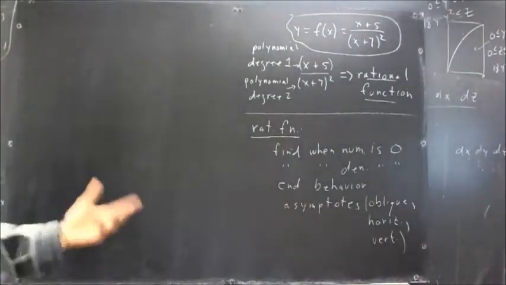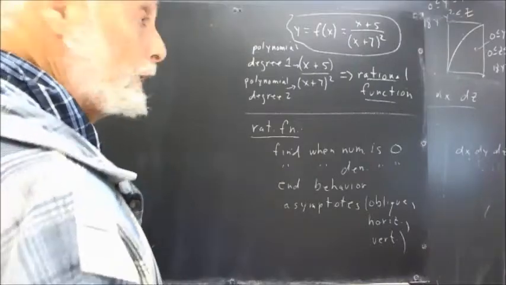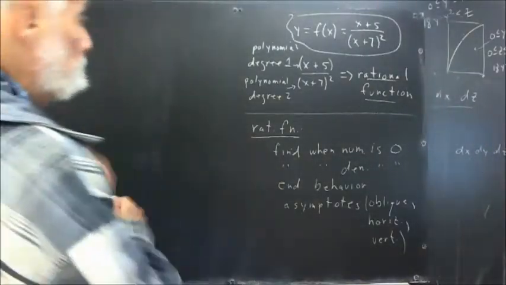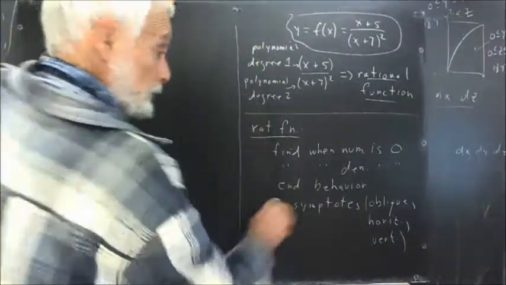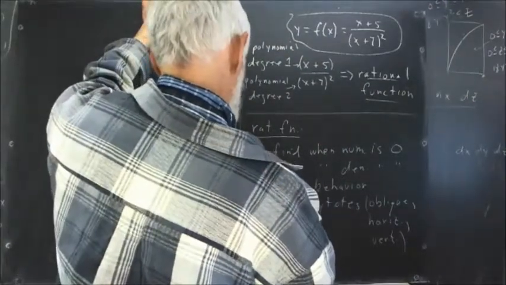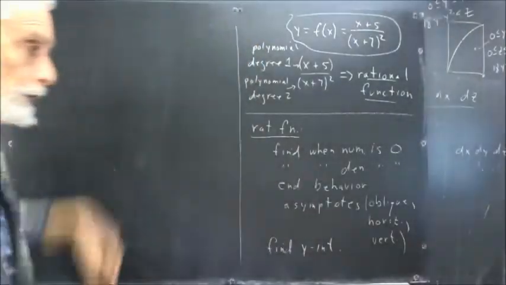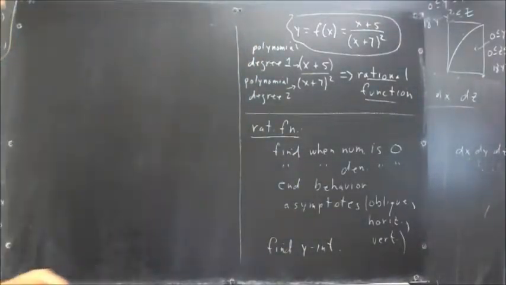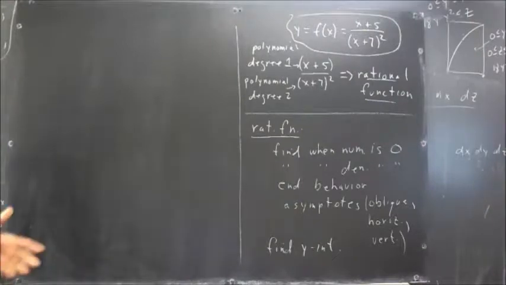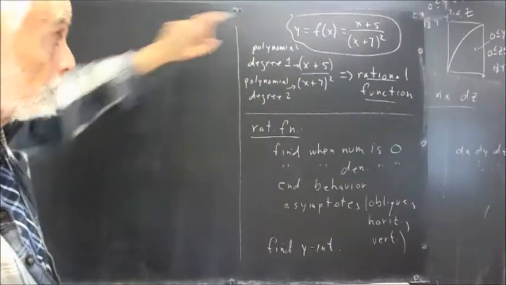We're also going to want to find the y-intercept. That's pretty much automatic with any function. I didn't think to write that down, but find your y-intercept, or intercepts if it's not a function. It could be a relation where you'd have more than one y-intercept.